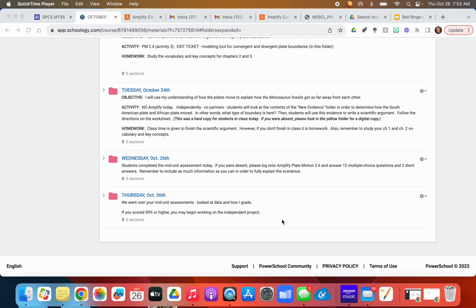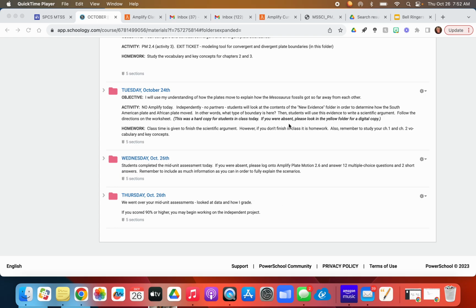And what that means is I pulled up the graphic, the data that showed your pre-unit assessment bar graph, and how that compares to your mid-unit assessment. And then we talked specifically about the test itself. We went over the questions. We talked about why you may have missed what you missed, why I scored what I scored, how I score. And then those who were able to move on were able to go over to the computer lab and start working on the independent project.